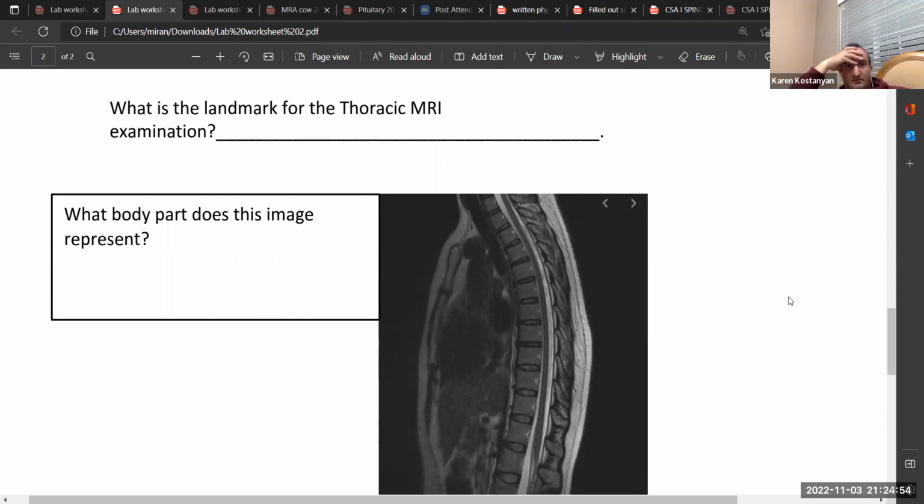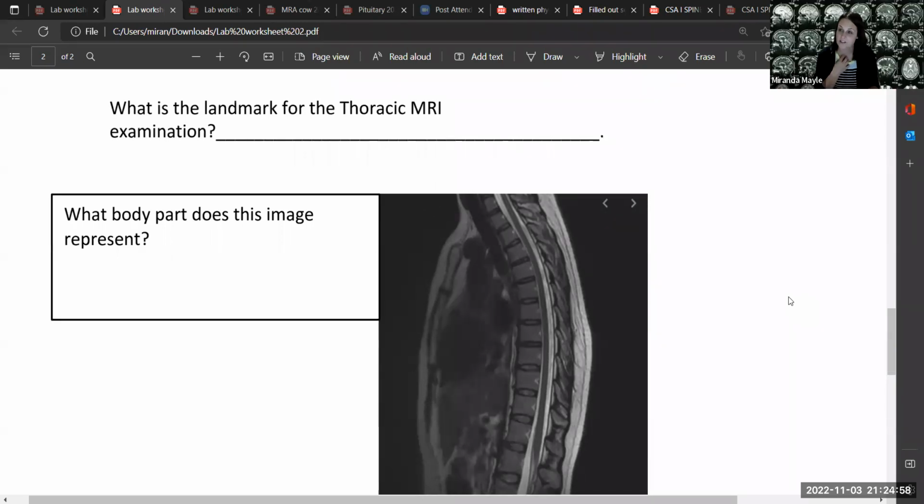That's going to put you right around T4, T5 roughly. That's just an estimated area, but it's going to be mid-sternum. So right between your xiphoid process and your suprasternal notch, come to the middle. That's where you want to center.